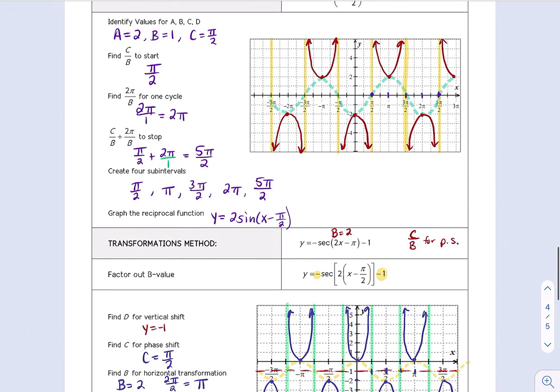So hopefully this will help you as you finish the graphing homework in terms of our reciprocal functions, and you can use this as a resource. Let me know if you have questions, and we'll go over some more of this next time that we are together.